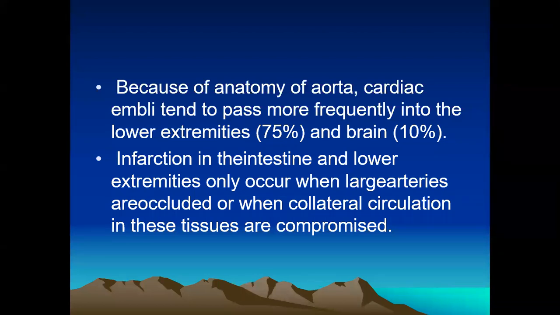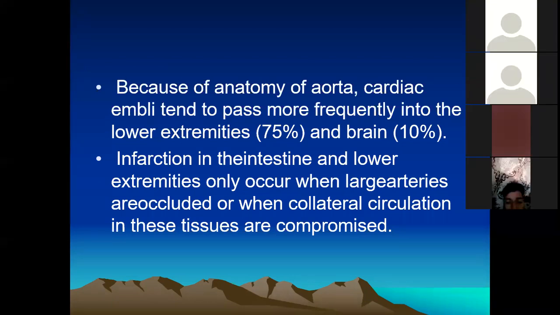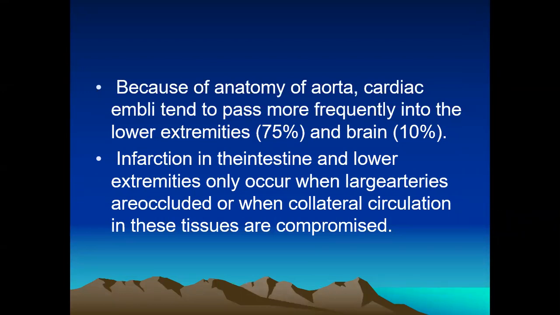Because of the anatomy of the aorta, the cardiac emboli more frequently occur in the lower extremities, in about 75% of cases, and also occur in the brain, in about 10% of cases. So infarction in the brain occurs in 10% of cases, and DVT, most probably 75% of cases, occurs in the lower extremities.